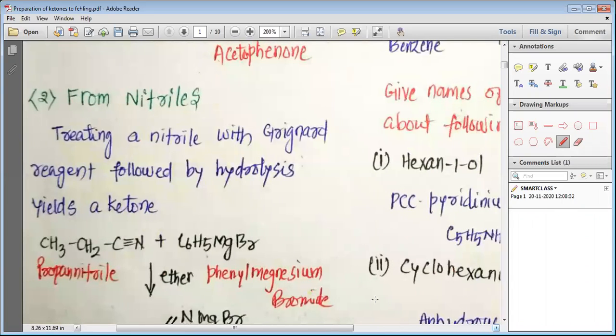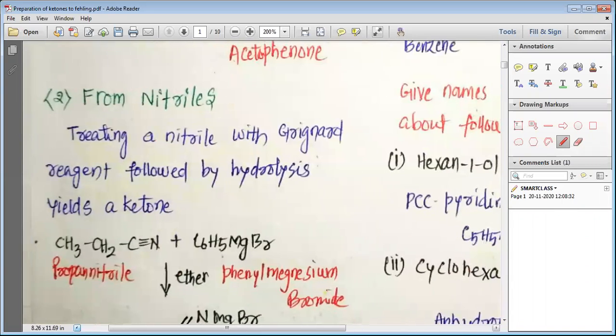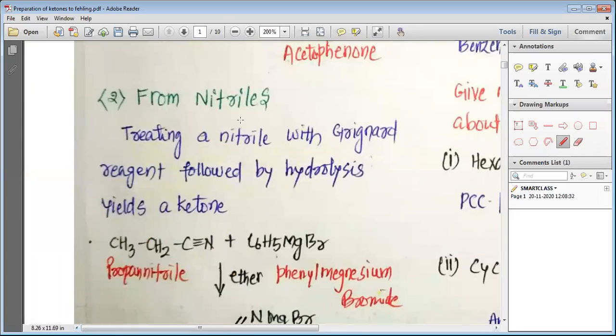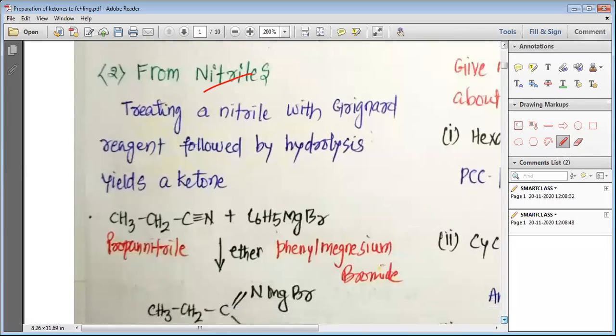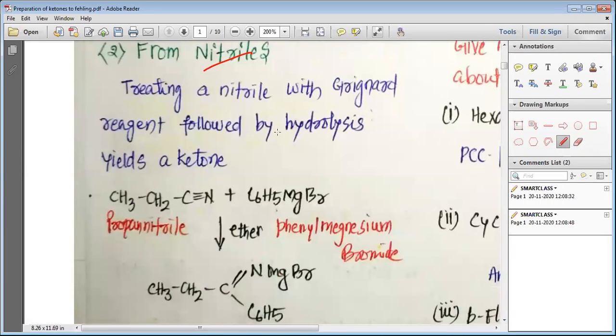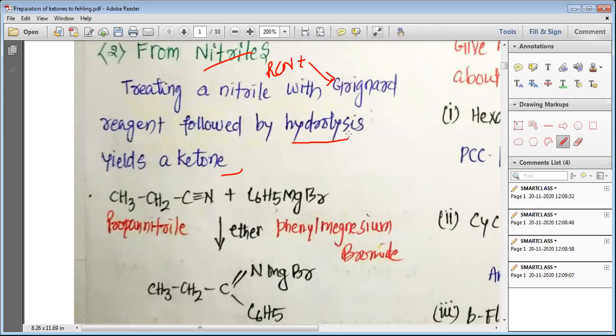Now, my dear students, we want to study the preparation of ketones from the nitriles. Let's see how from the nitriles we can prepare the ketones. Treating a nitrile with Grignard reagent followed by the hydrolysis yields ketones. Once again, we need to take nitrile, then you need to allow it to react with the Grignard reagent, and then we go for hydrolysis. So this is what we can say about the nitrile.